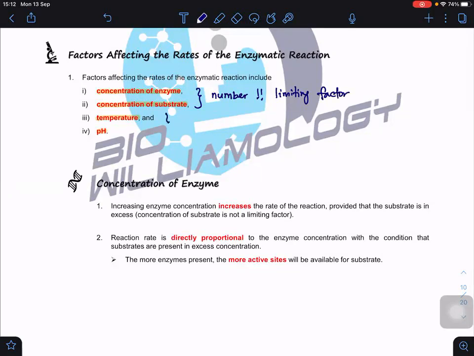And for these two, we are talking about the bonds, because of the breakage of the bonds. For example, high temperature, because of the high kinetic energy, high heat energy, breaks the hydrogen bonds. And pH change breaks the ionic bonds as well as the hydrogen bonds. Okay, so we're going to look at the details of these four factors now.